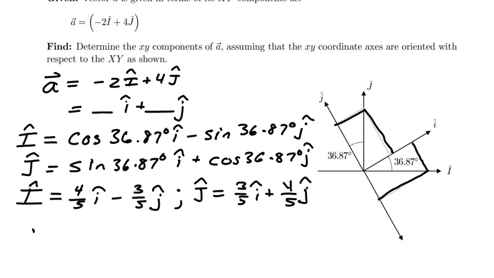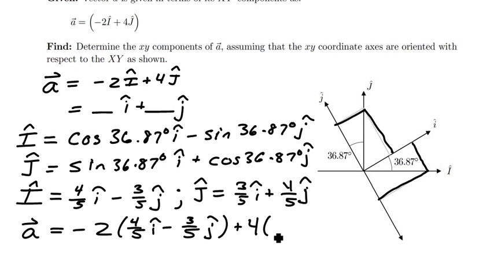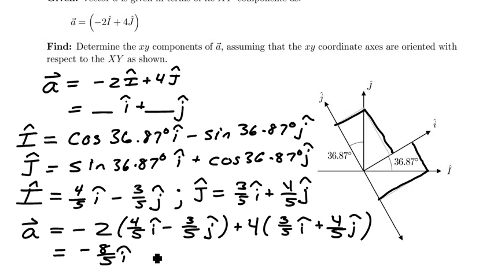And so now to substitute, I can take A, and it's going to be minus 2 times capital I, which will in this case be 4/5 in the little i, minus 3/5 in the little j. And I'll add to that 4 times capital J, which is 3/5 in the little i, plus 4/5 in the little j. And so if I evaluate this, I'll have minus 8/5 in the little i, plus 6/5 in the little j, plus 12/5 in the little i, and then plus 16/5 in the little j.